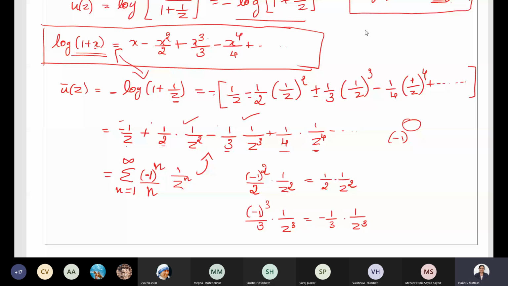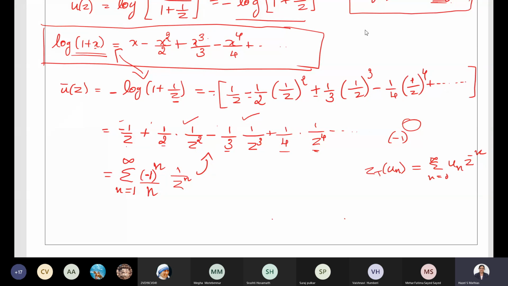Is it okay? That is, by analyzing you should be able to write the nth term. Writing the nth term is required over here, by which we will be able to find the z transform. And we know the definition of z transform. What is a z transform? Definition: z transform of un is defined by summation n equal to 0 to infinity un z power minus n. Isn't it?